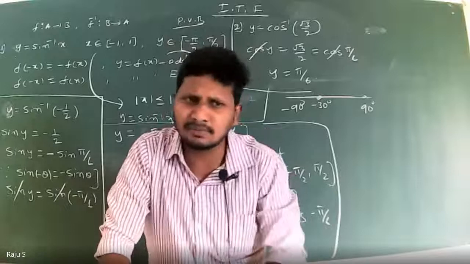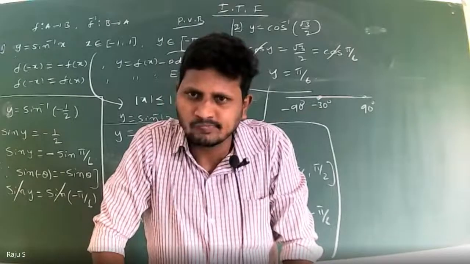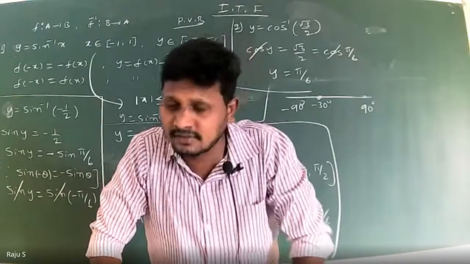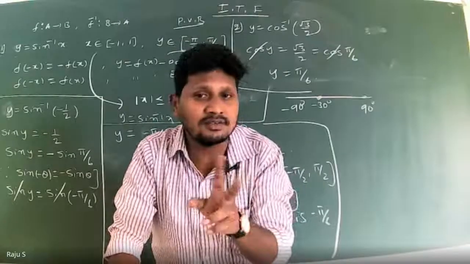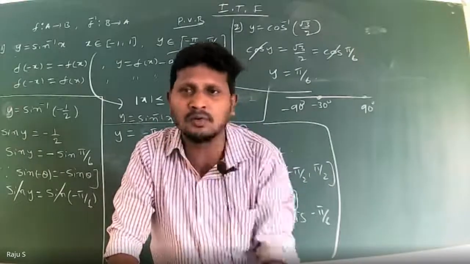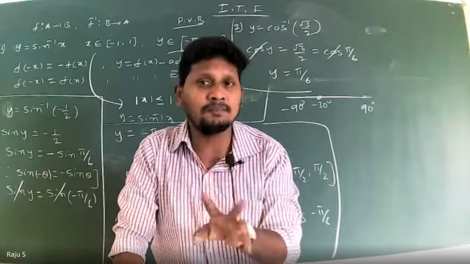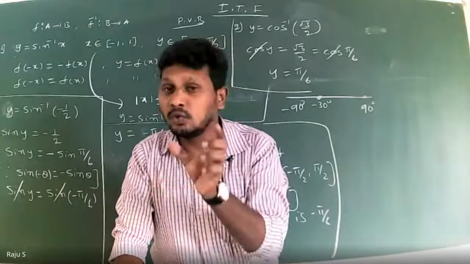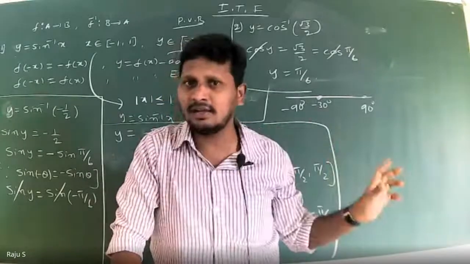Anyone, what is the principal value branch of cos inverse? Yesterday, I clearly explained with the help of the graph. Yes? 0 to pi. Okay, 0 to pi. Is 0 to pi an open interval or closed interval? Closed interval, sir. Exactly. Closed. That interval is very important. There is a lot of difference between open and closed. You should remember whether it is open or closed. Yes. Here it is closed.